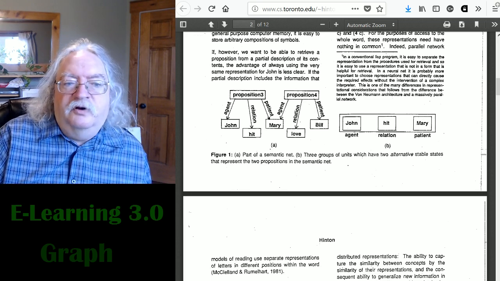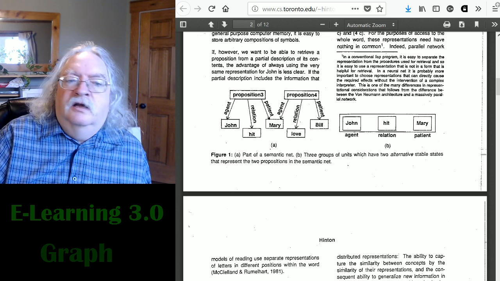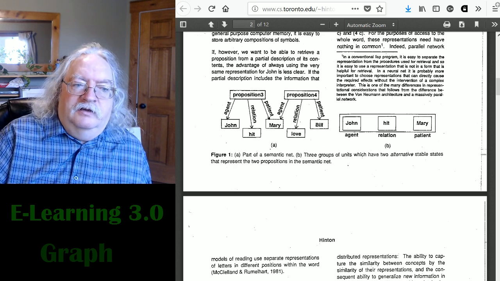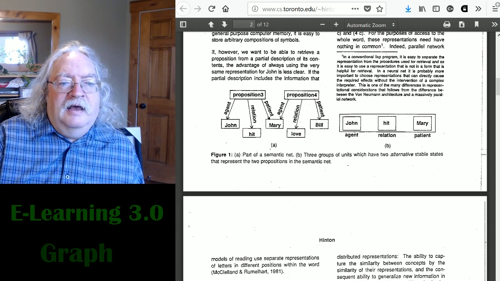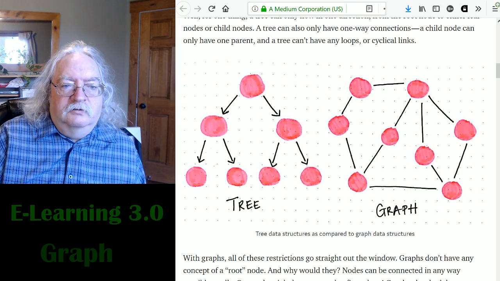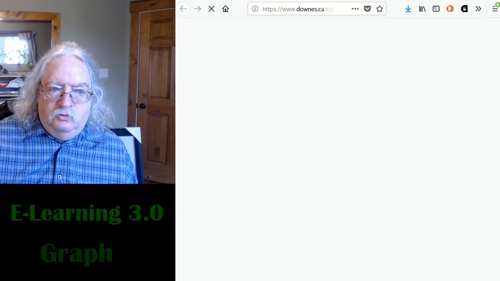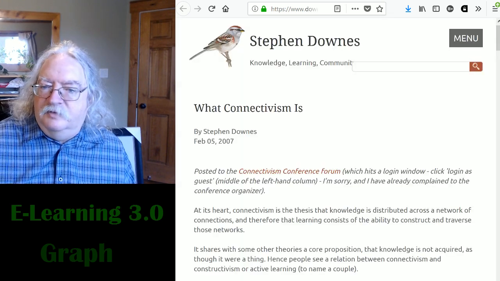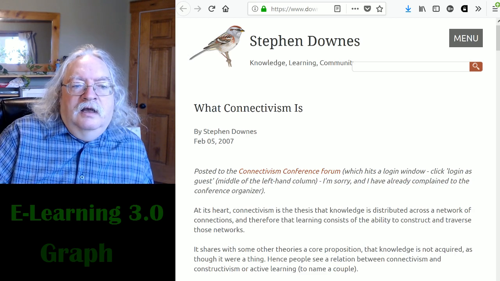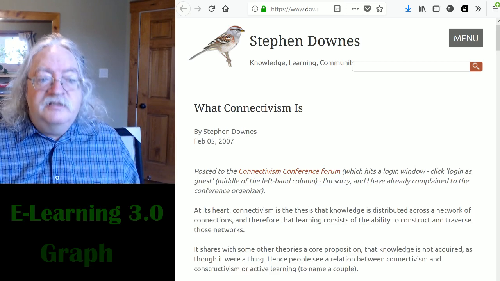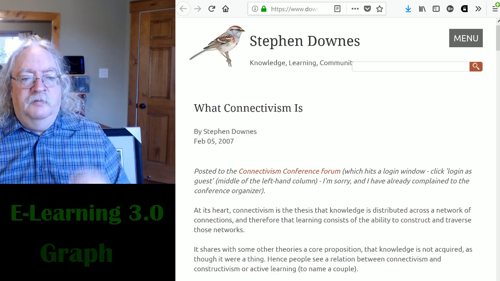Now, we've talked about this before in previous courses. If you took the connectivist courses that we offered, we explored the idea of thinking of knowledge as a graph, and learning as the growth and the manipulation of that graph. Or sometimes we talked about knowledge as a network, and learning as the growth and manipulation of that network. And I talked about that in a short article I wrote called What Connectivism Is. And that's been around for quite a while. And the core proposition of connectivism is that the state of affairs contained in the graph or network is itself knowledge, and learning is the creation, development, and traversal of this network.